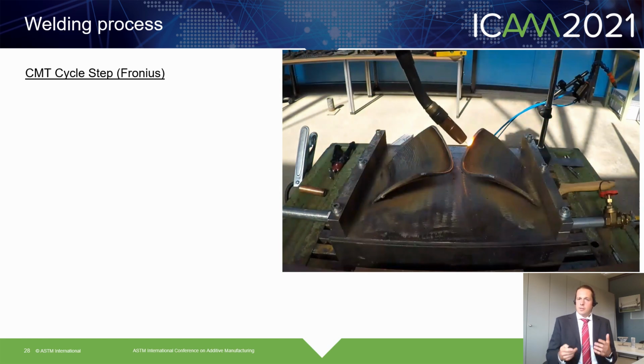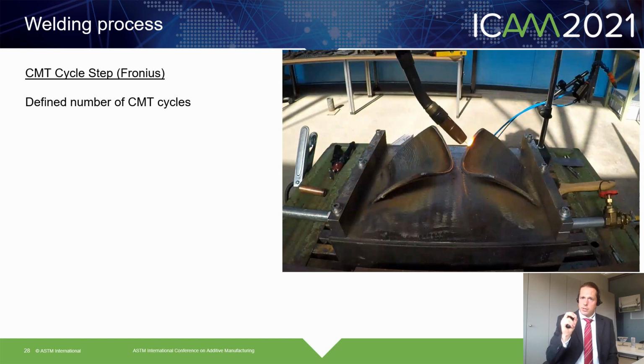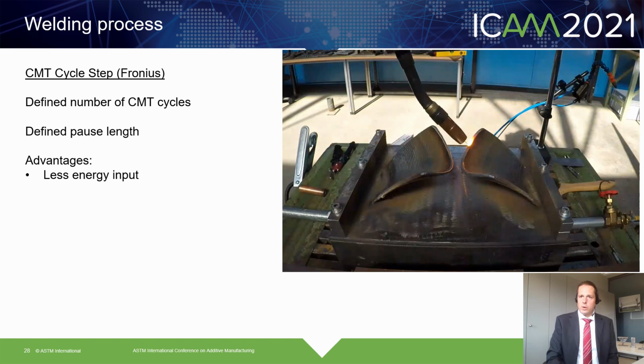So there is a short welding time with a certain number of CMT cycles or ignitions, and a short pause time with a defined length. And welding then starts again. So we have welding time, pause time, welding time, pause time, and so on. This might be a simple trick, but a very effective one. And the advantages are the lower energy input, which is important in wire arc additive manufacturing, and the controlled solidification of the melt.